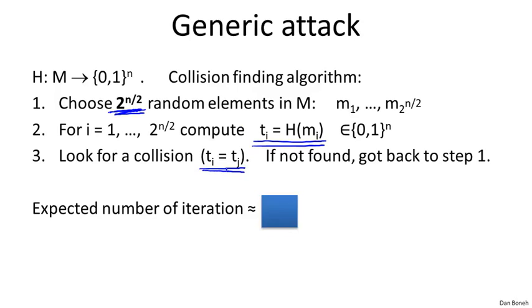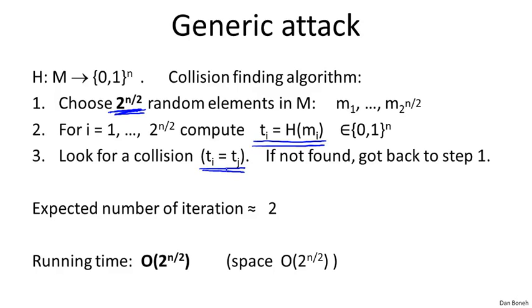So let me ask you then, in that case, how many times do we have to iterate this algorithm before we actually find a collision? Since each iteration is going to find a collision with probability 1/2, we have to iterate about 2 times in expectation, and as a result, the running time of this algorithm is basically 2 to the n over 2 evaluations of the hash function. Notice also this algorithm takes a lot of space, but we're going to ignore the space issue and just focus on the running time. So this is kind of cool.